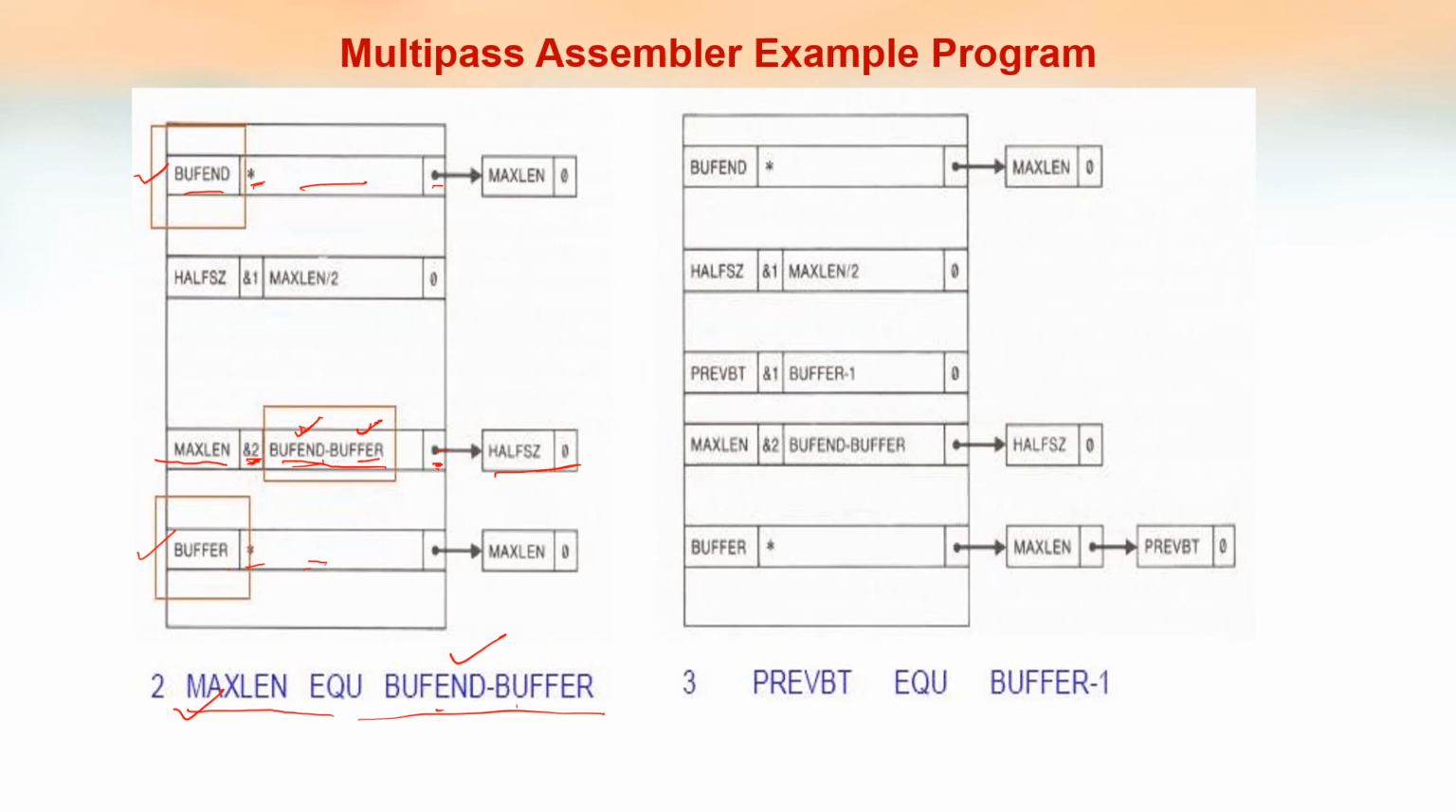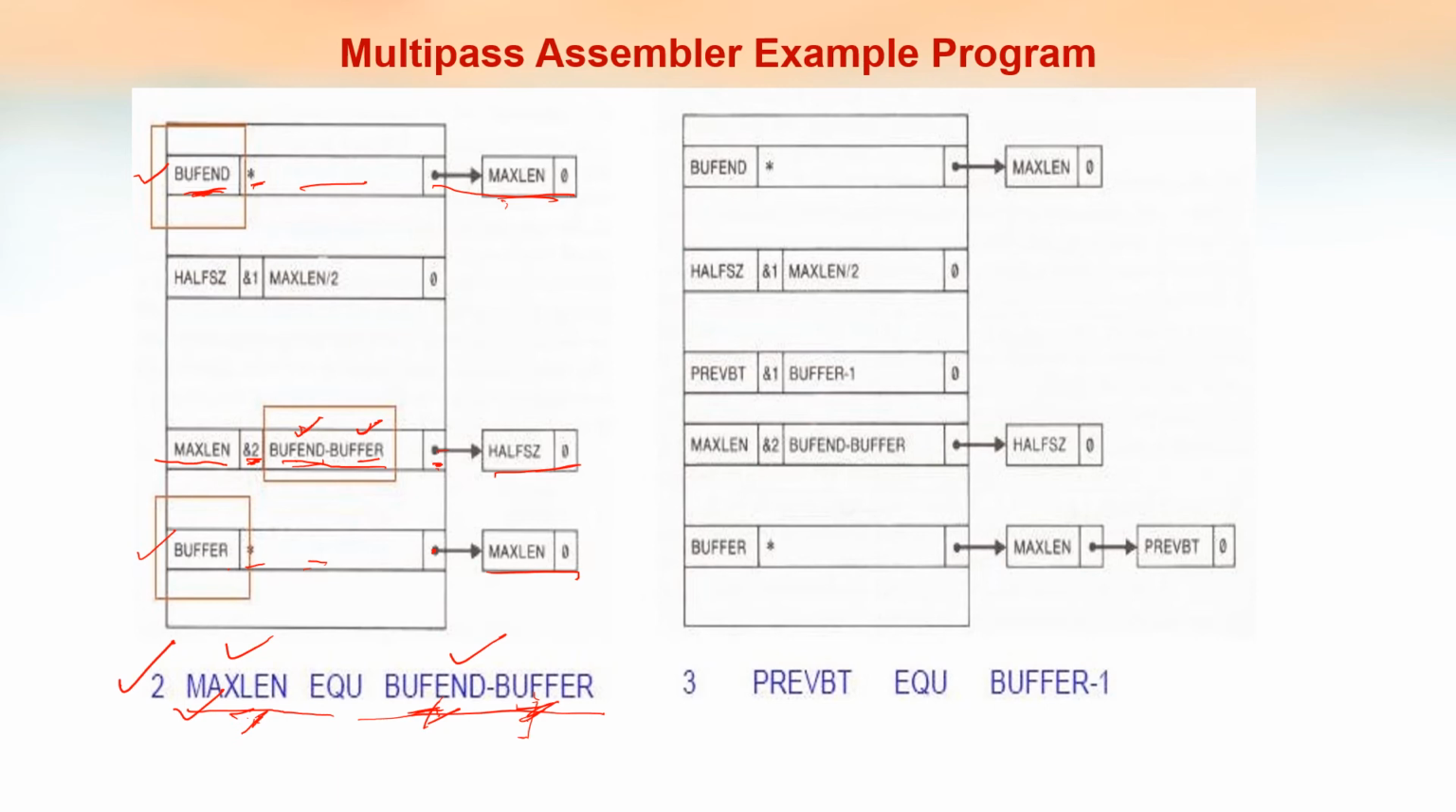And then I have to write the dependency list. Which symbol depends on the value of buffend? This Maxwellian symbol will be depending on the value of buffend. Once we get the value of buffend, then only we will get the value of Maxwellian. Like that, Maxwellian depends on buffer also. Once we get both these values, then only we will get the value of Maxwellian, which means Maxwellian depends on buffend and also buffer. So in the dependency list of buffer I will put Maxwellian, and also in the dependency list of buffend I will put Maxwellian. So this way I have processed the second line.